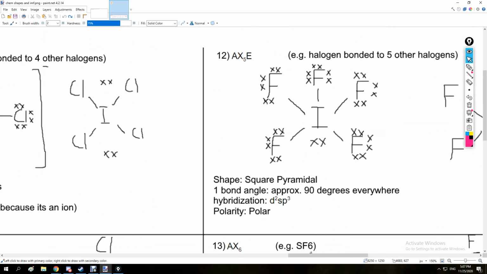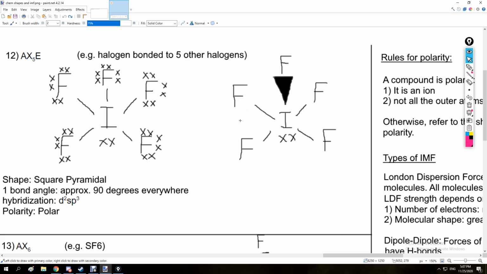The lone pair vertically below the plane repels these fluorines from below, and this fluorine repels the fluorines from above, so you end up with a square base with the fluorine vertically above the central atom, so it's going to look like a square pyramid, if you can visualize that.